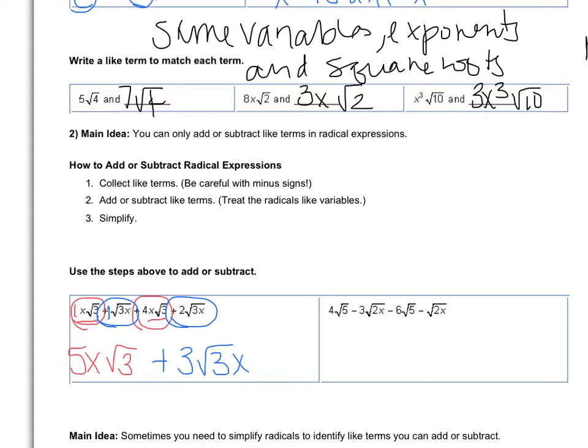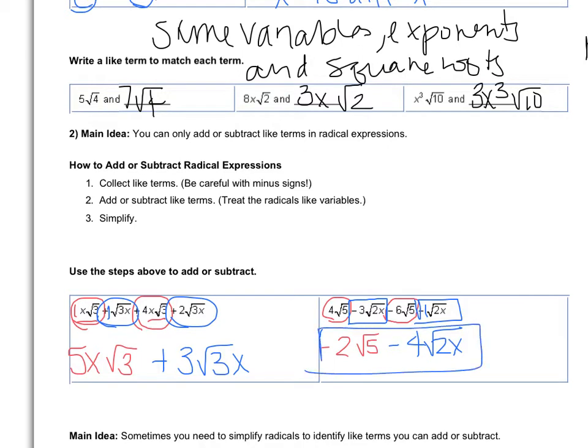For the next one, I have 4 square root of 5 minus 3 square root of 2x minus 6 square root of 5 minus the square root of 2x. So I have both of these that have the square root of 5, which would be 4 square root of 5 minus 6 square root of 5. They're like terms. And then my minus 3 square root of 2x and my minus 1 square root of 2x are also considered like terms. So 4 minus 6 would be negative 2 square root of 5. Negative 3 minus 1 is negative 4 square root of 2x. So that would be my final answer.